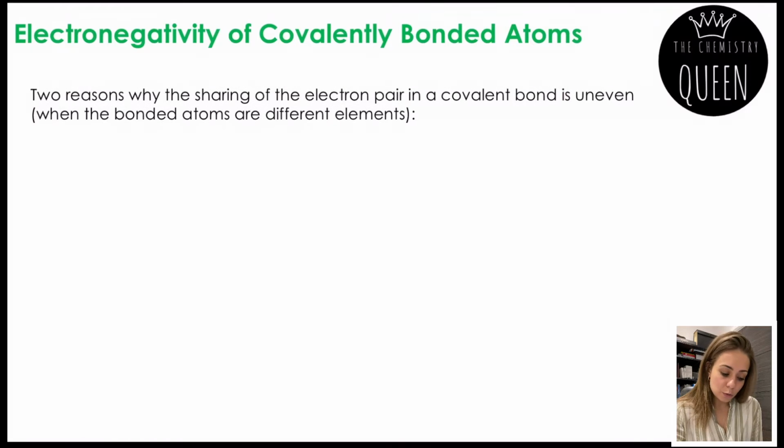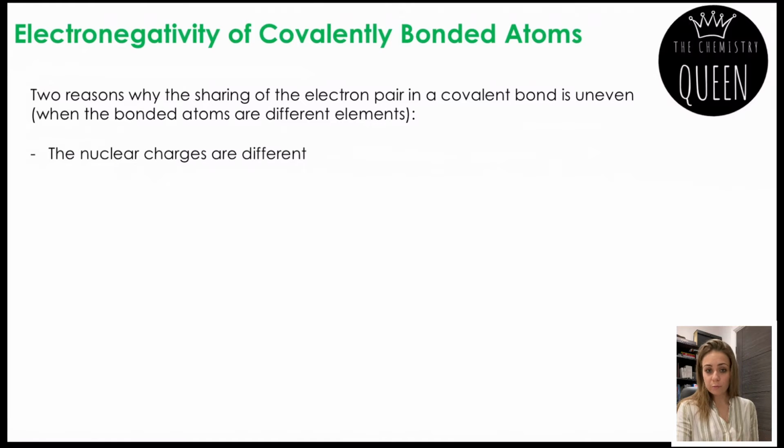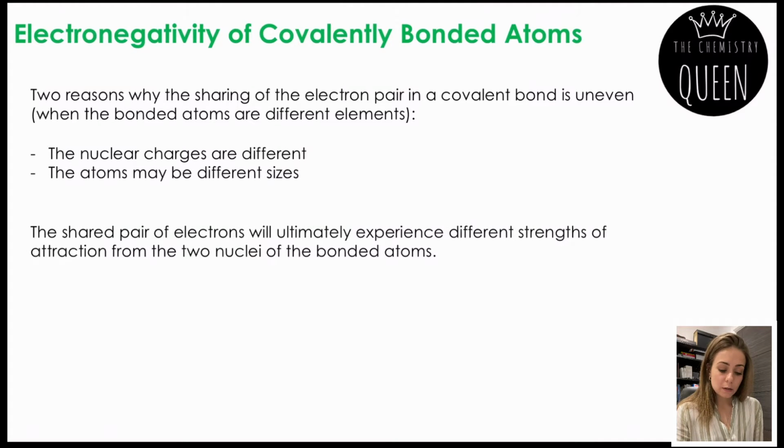Now there are two main reasons why the sharing of electrons in a covalent bond will be uneven. Reason number one is the nuclear charge, so the number of protons in the nucleus. Obviously it's going to be different. If the atoms are different elements, then the nuclear charge or the number of protons is going to be different. They also may be different sizes. As a result, the shared pair of electrons will experience different strengths of attraction from the two nuclei of the bonded atoms.